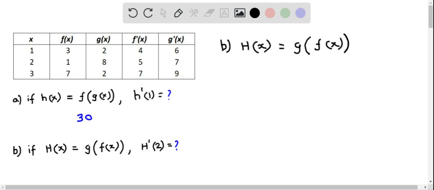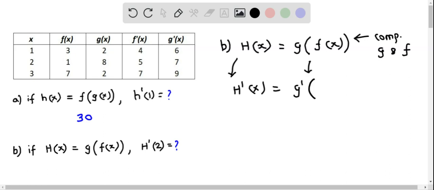Let's do part B. Here we are given the uppercase H of x as g of f of x. Once again, this is a composition of two functions, g and f. So let's find the derivative. The derivative of uppercase H of x is H prime of x. We have to find the derivative of this composition, g of f of x. First we find the derivative of the g function, which is g prime of the function inside, that is f of x.